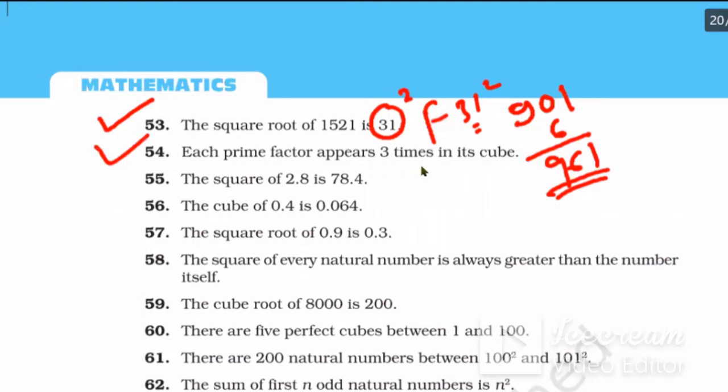Each prime factor appears 3 times in its cube. Yes, sir. Each prime factor appears 3 times in its cube. True.